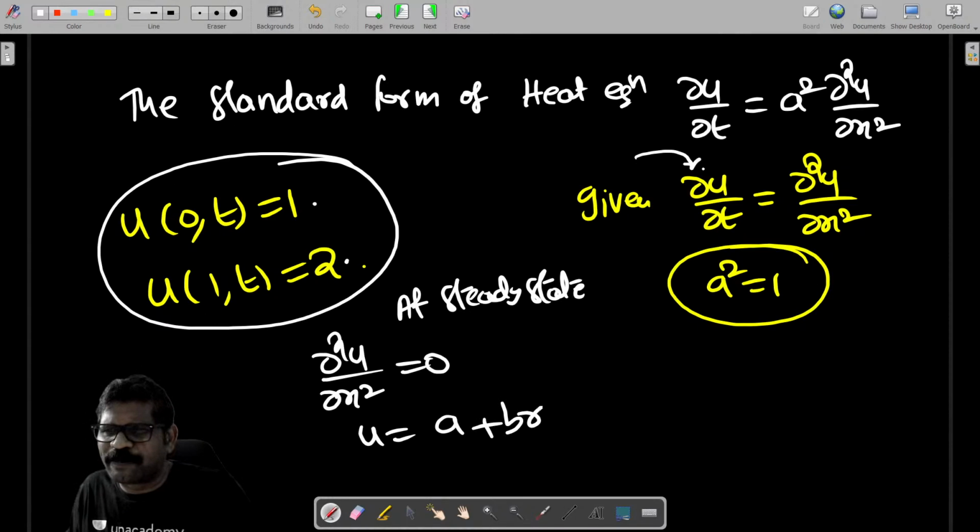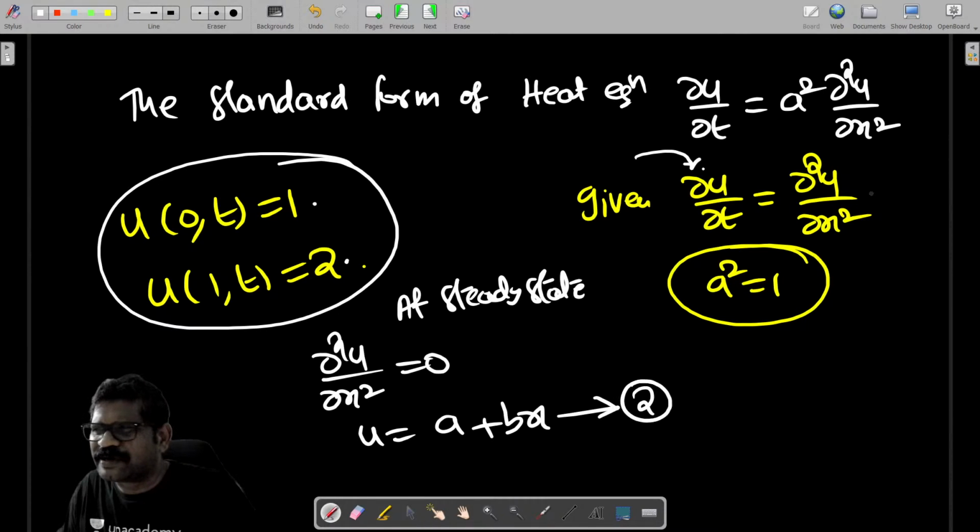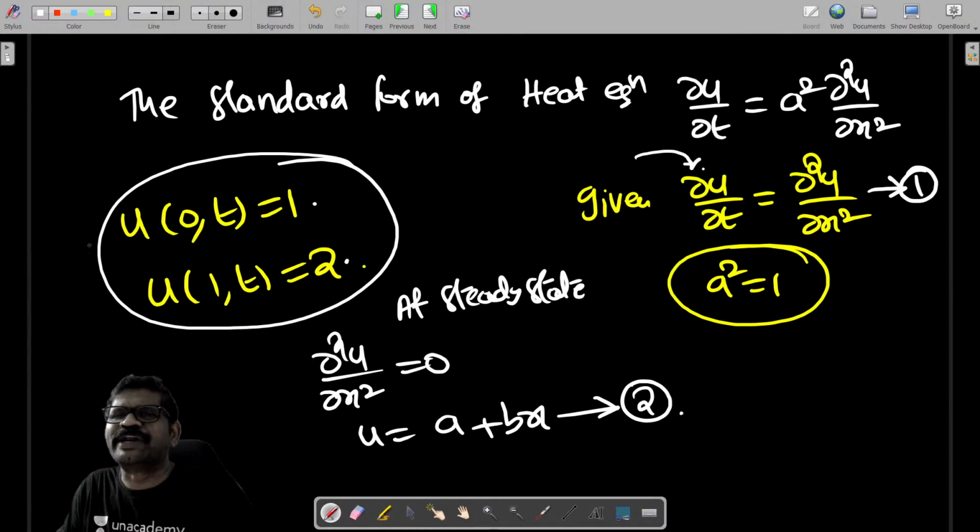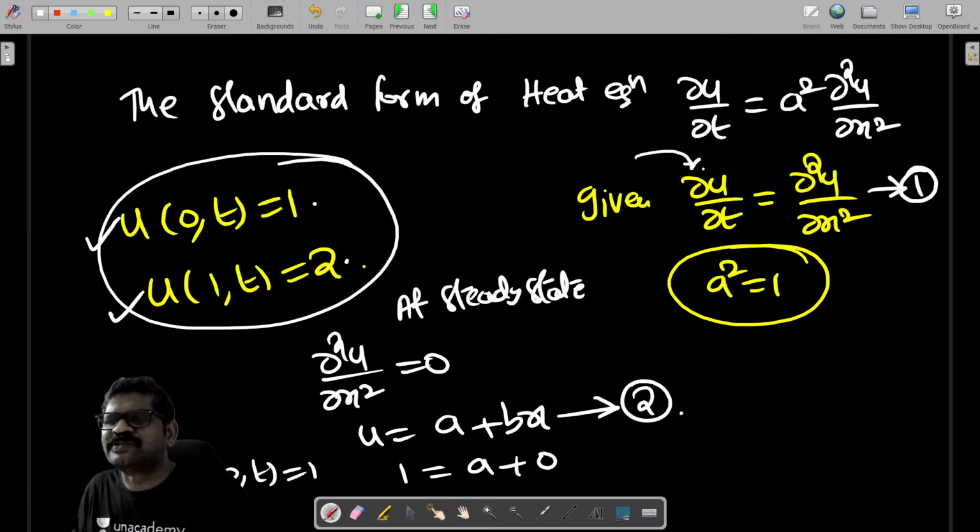Suppose you write a + bx, call it equation 2. Here you apply these two boundary conditions. Applying u(0, t) = 1, you get 1 = a + 0, so a = 1.